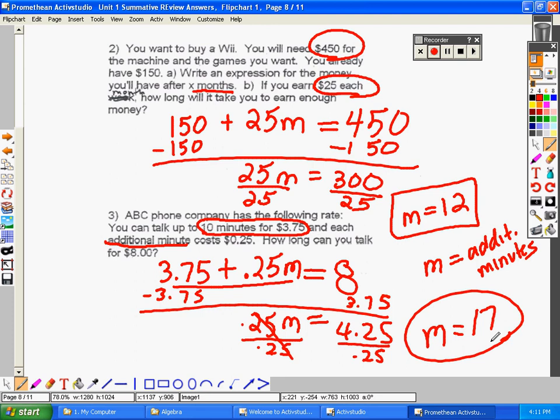Now the question said, because that's not the answer, it says, how long can you talk? Well, if you remember, this M stood for additional minutes. Well, how many minutes did you talk before that? Well, it says right here that you talked up to 10 minutes for $3.75. Well, that means there were 10 minutes right here, plus the 17, which would equal, you can talk for 27 minutes.